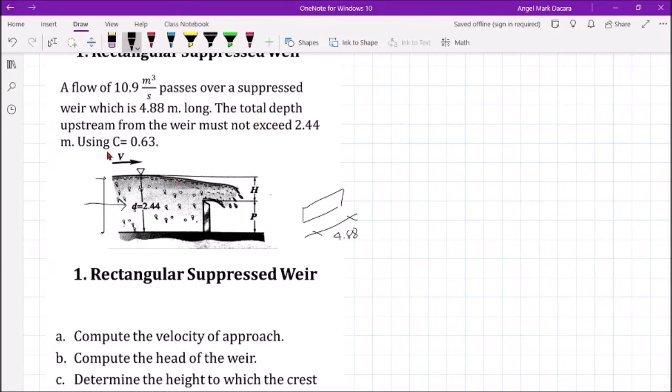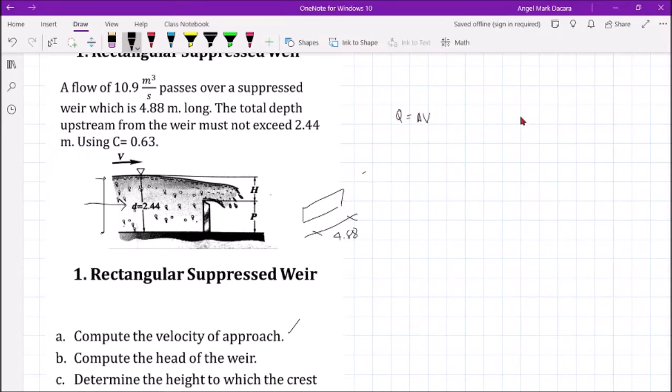Total depth upstream means the depth of water behind the weir. From the weir it must not exceed 2.44. Then use C, okay? 0.63. These are the questions. Velocity of approach. We know that the channel is rectangular, and we know the discharge formula as area times velocity.